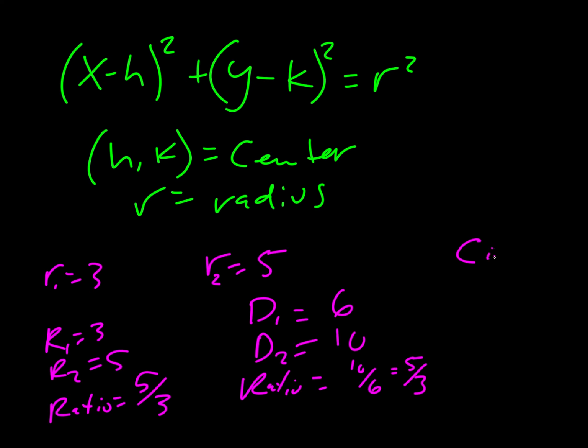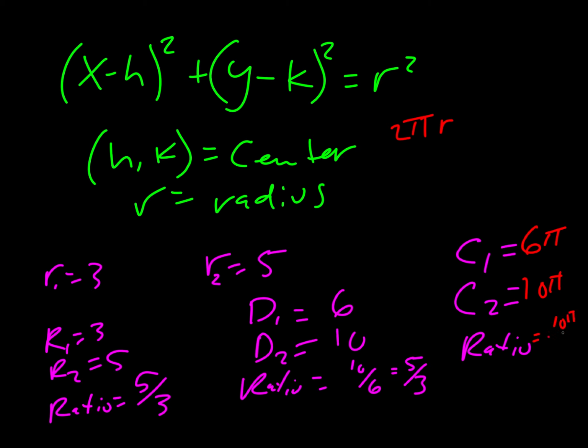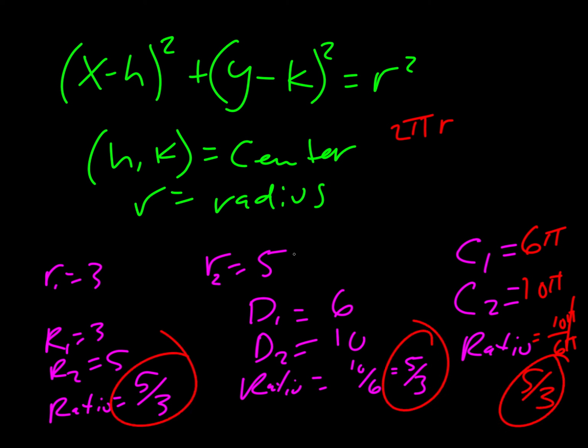And then if we do circumference 1, circumference 2, and then the ratio, we've got to find the circumference, so that's 2 pi r. So if we do that, it's going to be 6 pi, and then 10 pi. So if we divide those, we're going to do 10 pi over 6 pi. Pi's cancel, we got 10 over 6, which is really 5 over 3. So those three quantities are going to have the same ratio no matter what.